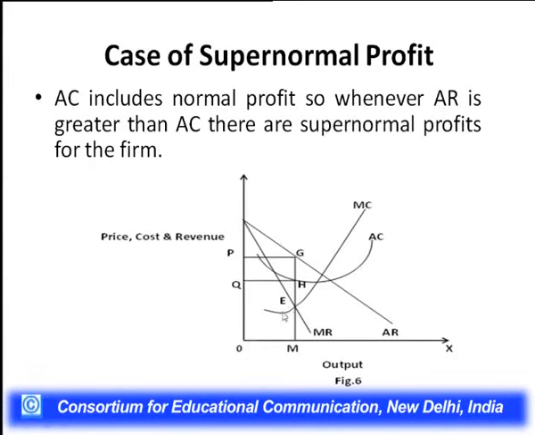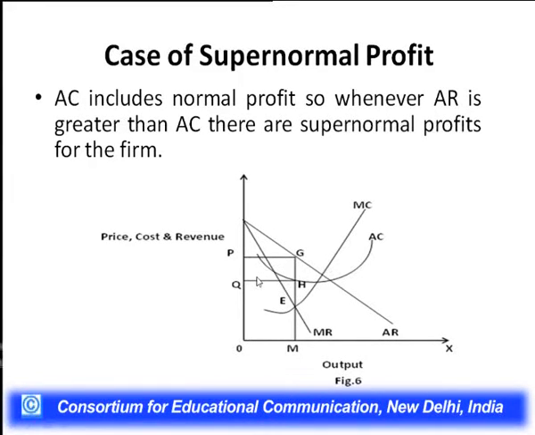So you can see what the output is here. OM is the output produced at this equilibrium and price is equal to AR. So MG is the AR or OP, and at this equilibrium AC is MH, which is less than AR. So GH or PQ per unit is the profit, and total profits are PQGH.